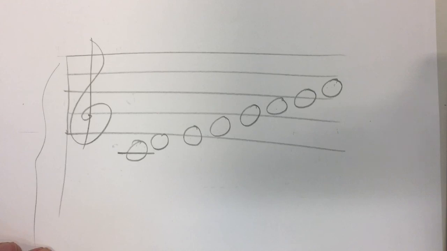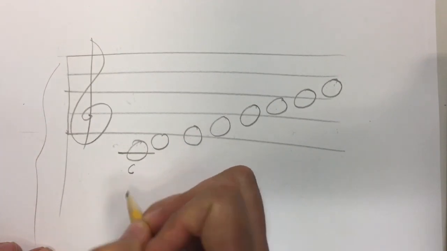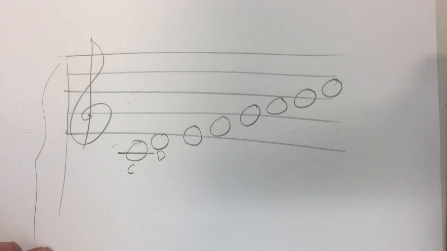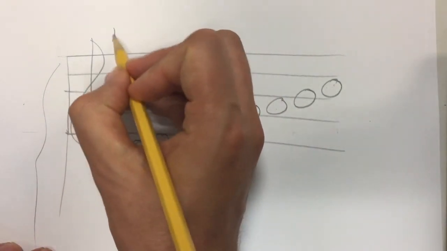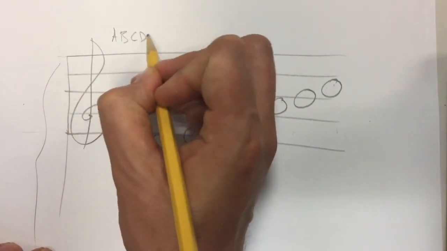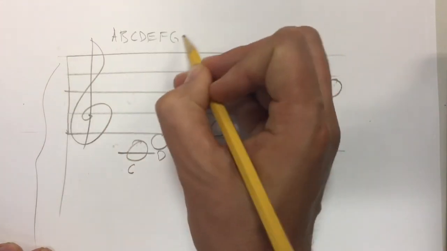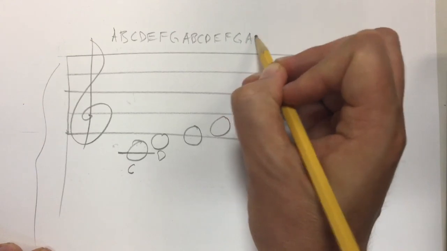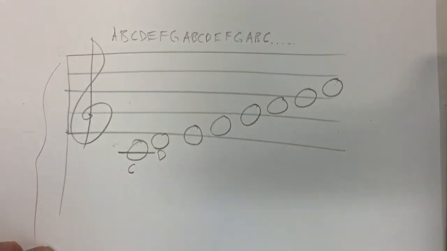Now, when we talk about notes, we use letters of the alphabet. So, for example, this is a C right here. This is a D, for example. The musical alphabet only goes up to G, and then it starts over. A, B, C, D, E, F, G. A, B, C, D, E, F, G. A, B, C, you get the point. Right? You could go on and on and on.